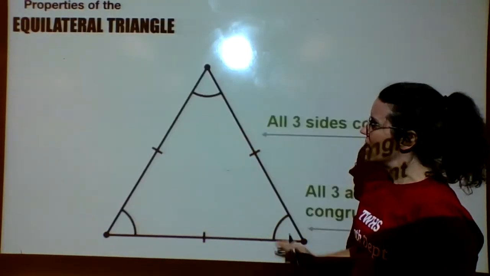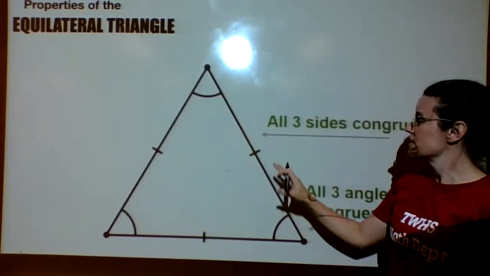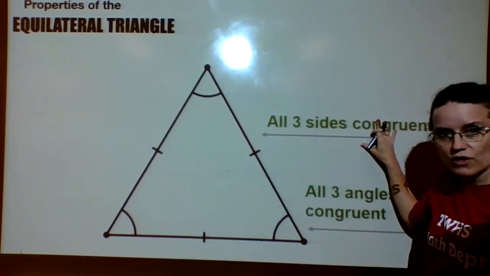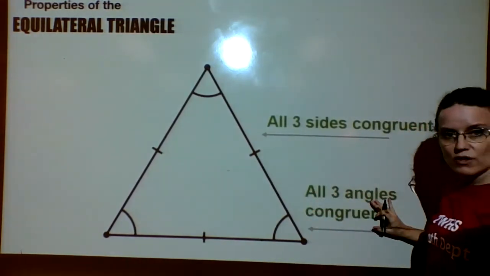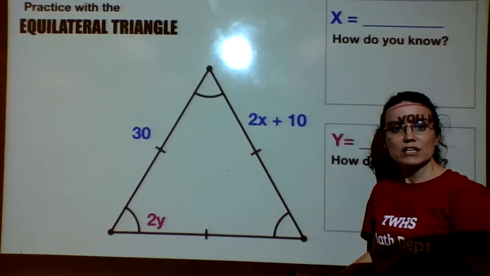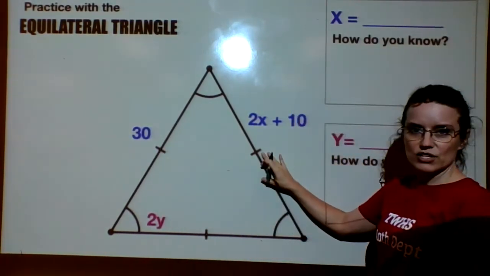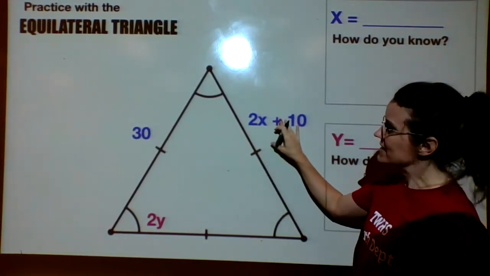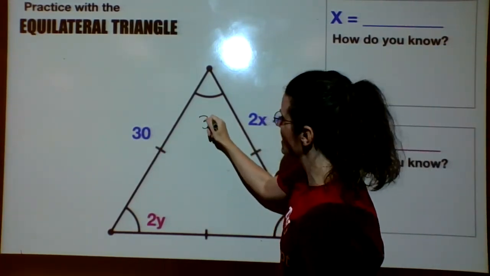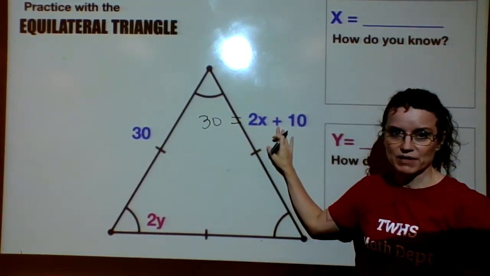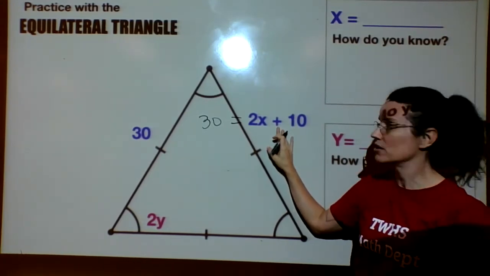Okay? Now we're going to go to our equilateral triangles. With our equilaterals, we know that all three sides are congruent. We know that all three angles are congruent, so we can use that to solve problems. If I know that all three sides are congruent, I can find X by saying that this 30 had better equal my 2X plus 10. They've got to be. They're congruent.